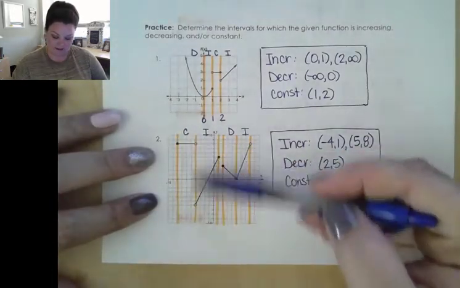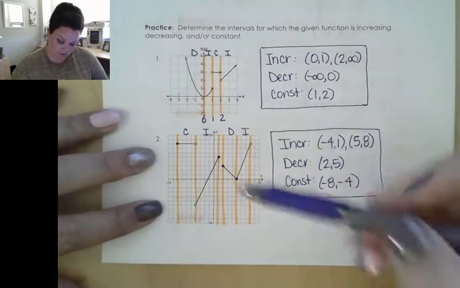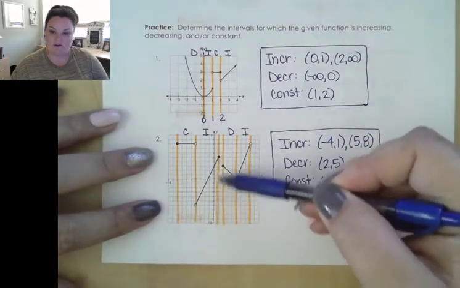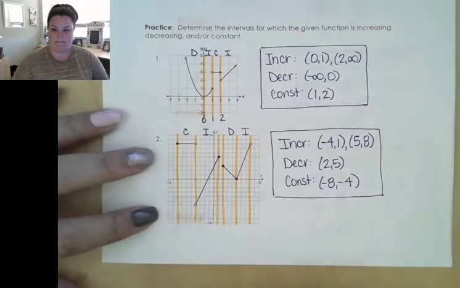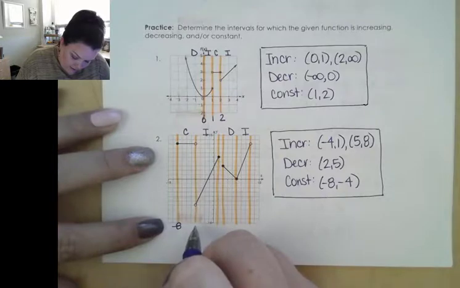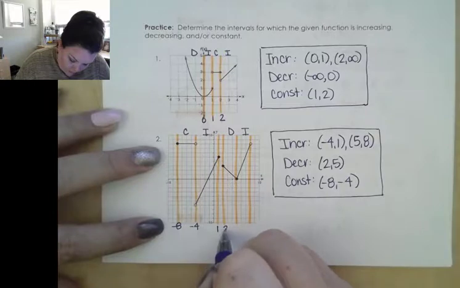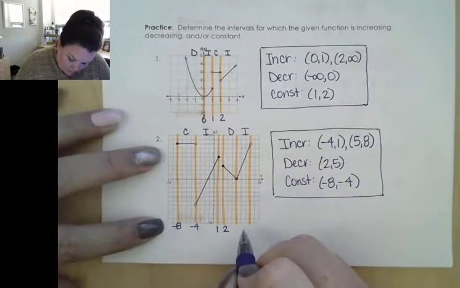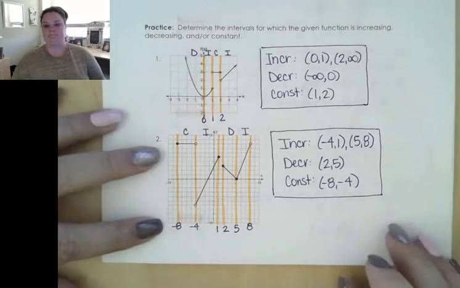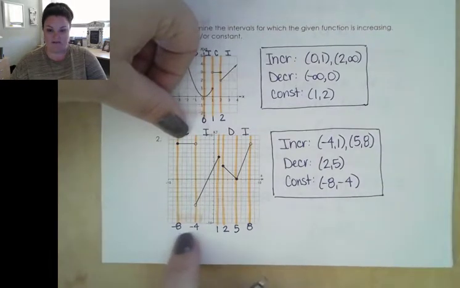I went ahead and highlighted where our increasing, decreasing, and constant intervals start and stop. Notice right here, I don't have any function in between there. So make sure that's not included. Okay. So, and I forgot to write my numbers down here. This is -8, and then we have -4. Then we have 1, 2, 5, and 8. Okay. So our first one is constant from -8 to -4.